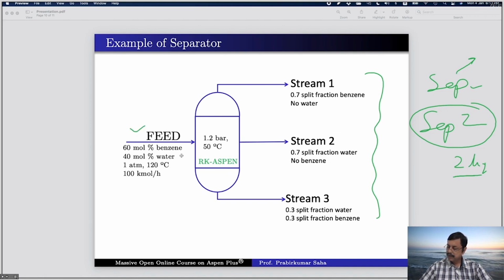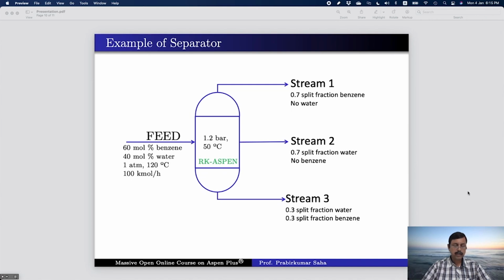The feed contains 60 mole percent benzene and 40 mole percent water, and temperature and pressure are given. The flow rate is also given. The separator will operate at this condition. We will use RK Aspen. For the stream 1 condition, the split fractions are given. So we want to operate this one.